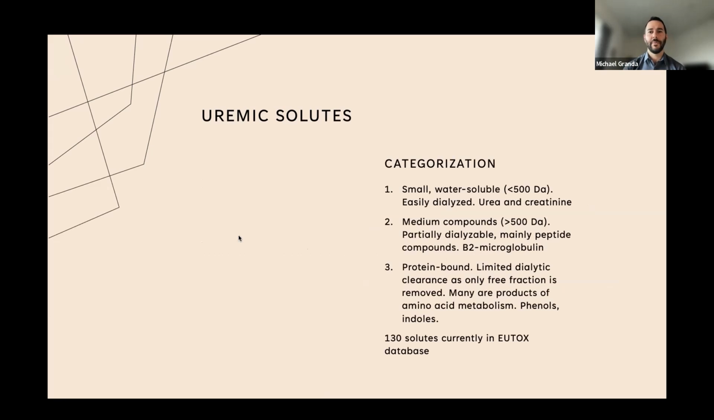And again, while there are different ways to categorize uremic solutes, it's common to label them by their physical and chemical properties. The first category are the generally small and very soluble solutes, which include things like urea and creatinine. These solutes are very easily removed through hemodialysis and are cleared well by filtration, although some tubular secretion might occur.